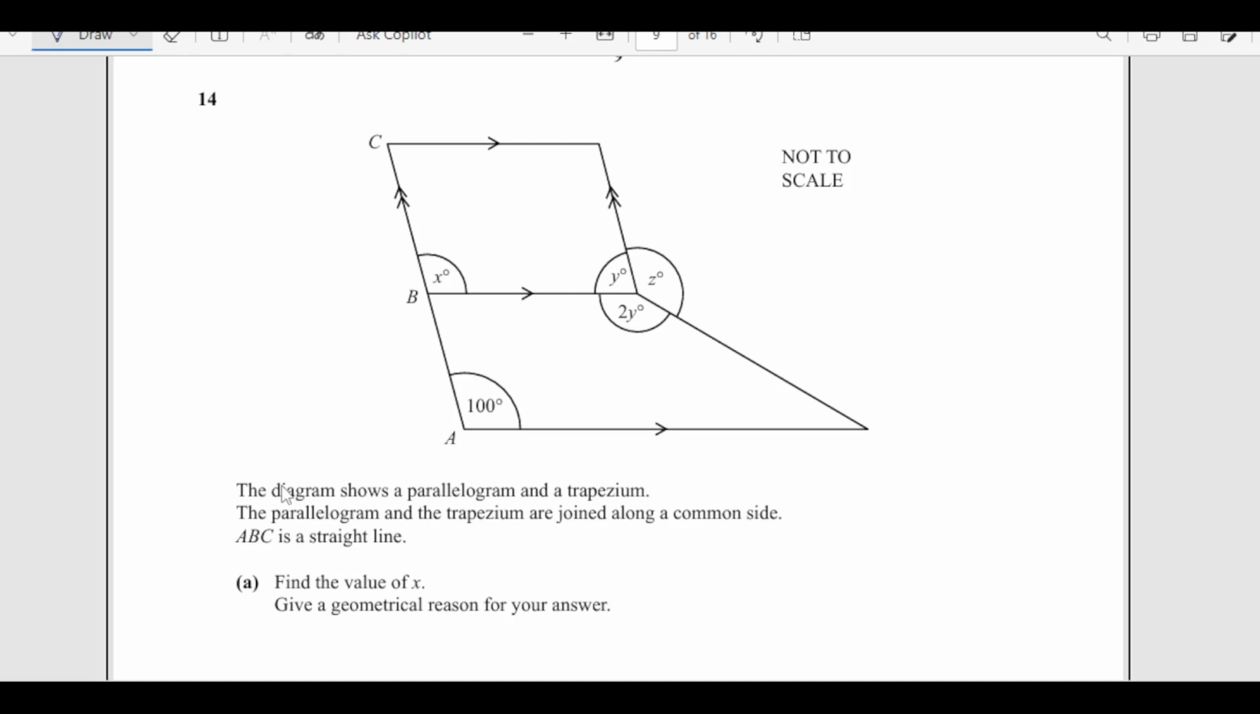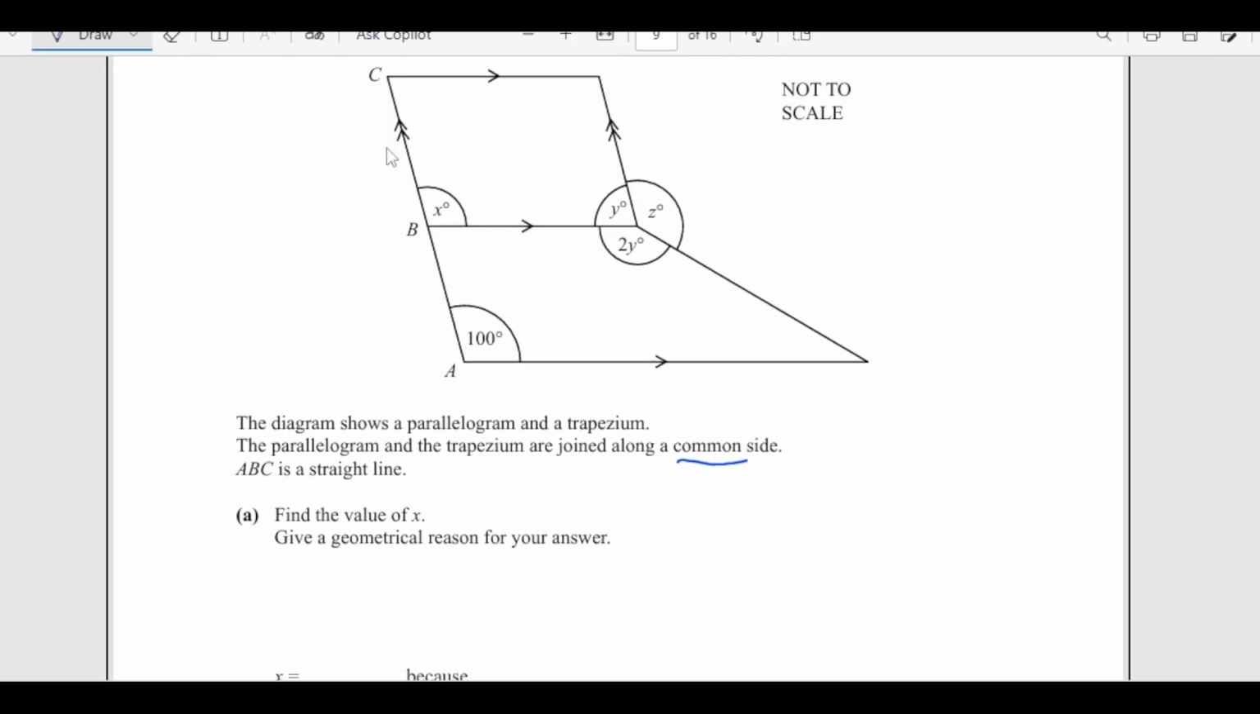So the first question that we have here, the 14th question: the diagram shows a parallelogram and a trapezium. So here is the parallelogram and the trapezium. The parallelogram and trapezium are joined along a common side. ABCD is a straight line. ABC is a straight line. Find the value of x. So we are looking for the value of x.